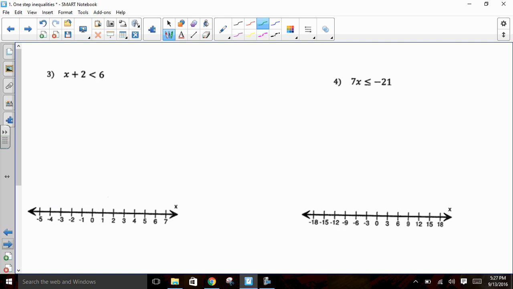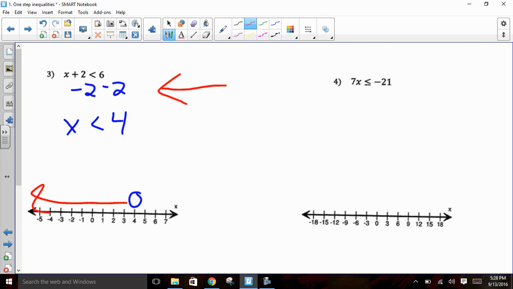All right, let's look at these next two problems. Number 3, I have x plus 2. I always start with undoing my addition or subtraction if I've got it. So I'm going to subtract 2 from both sides. 6 minus 2 is 4. All right, I've managed to get x by itself on one side. So I notice that x is on the left. I can go ahead and do my graphing. I'm going to have an open circle at 4 because I do not include 4. It's not equal to. Take my sign, turn it into an arrow. Shade to the left.